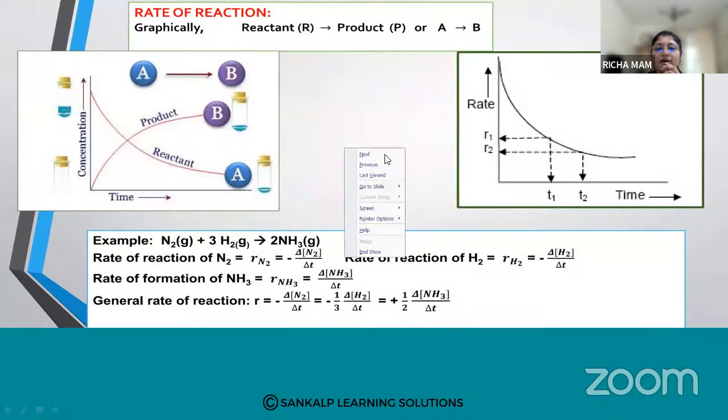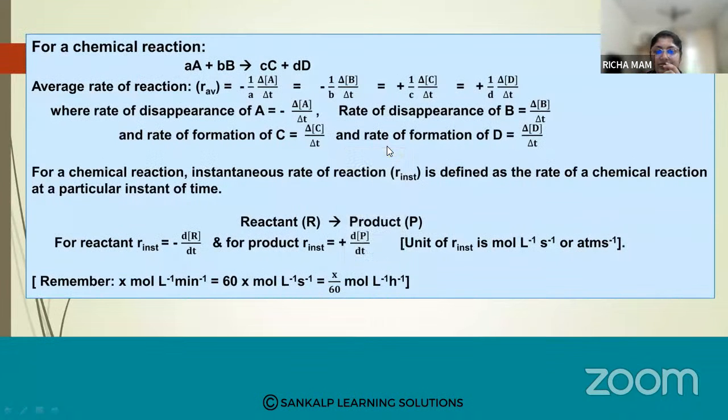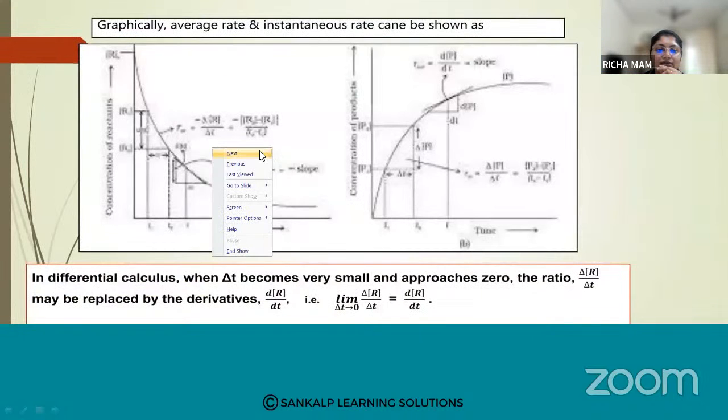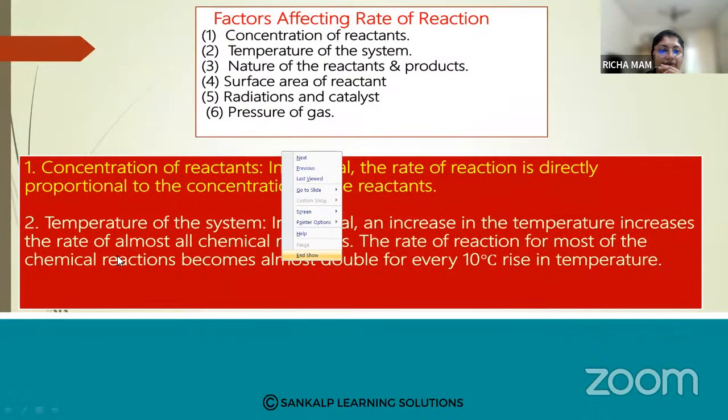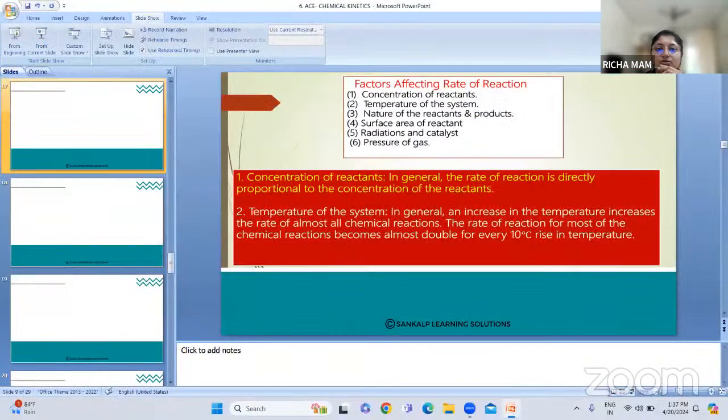What is the average rate and how do we calculate the instantaneous rate of the reaction? So we now know how to write the expression for rate of reaction. In the last class we solved one problem based on the rate laws. So based on the rate equations, let us solve a few more questions, then we will start with the factors. Two more questions, so let us see.